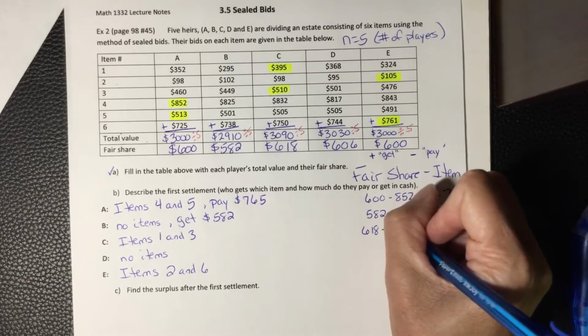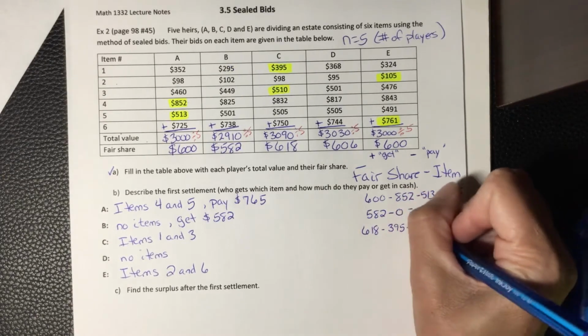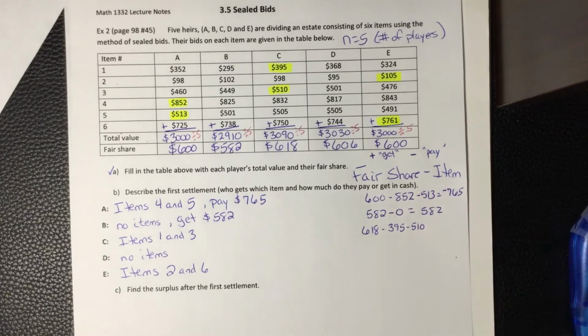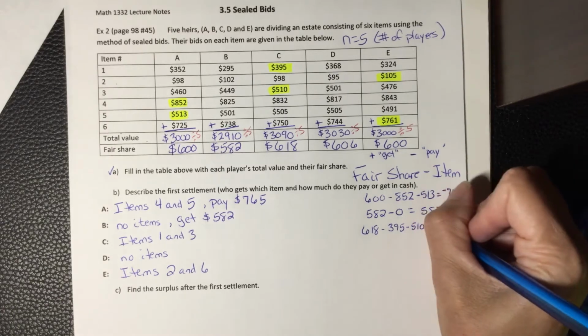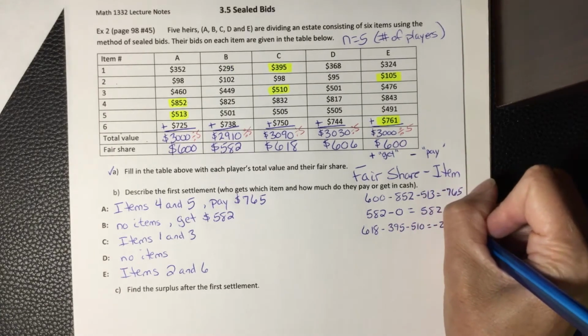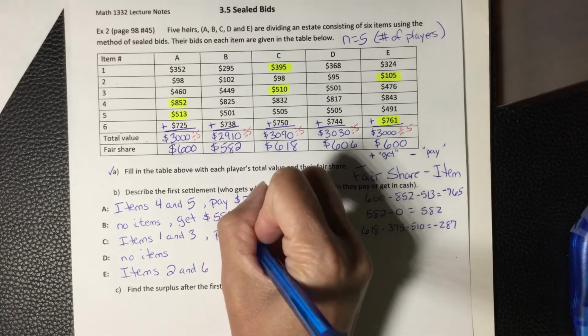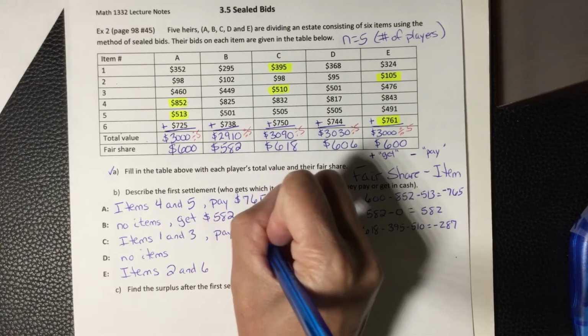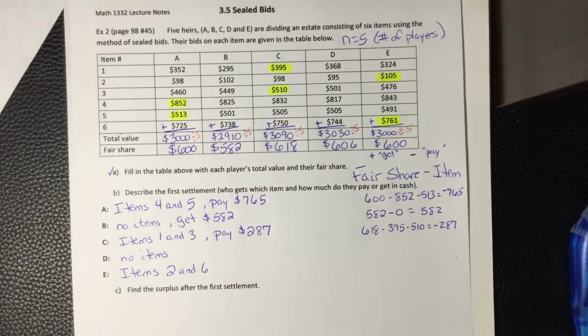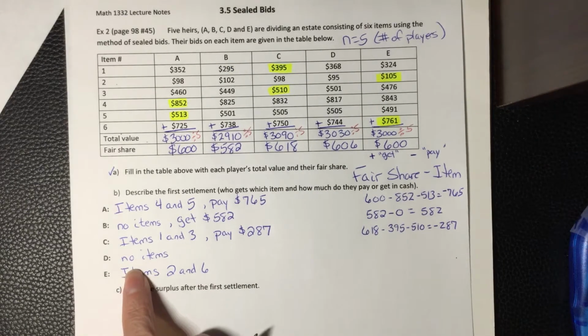Item 1 was worth $395 to them. Item 2 was worth $510. So it looks like they're going to be in the negative, meaning they're going to owe some money. And theirs comes out negative $287. So they are going to pay $287.